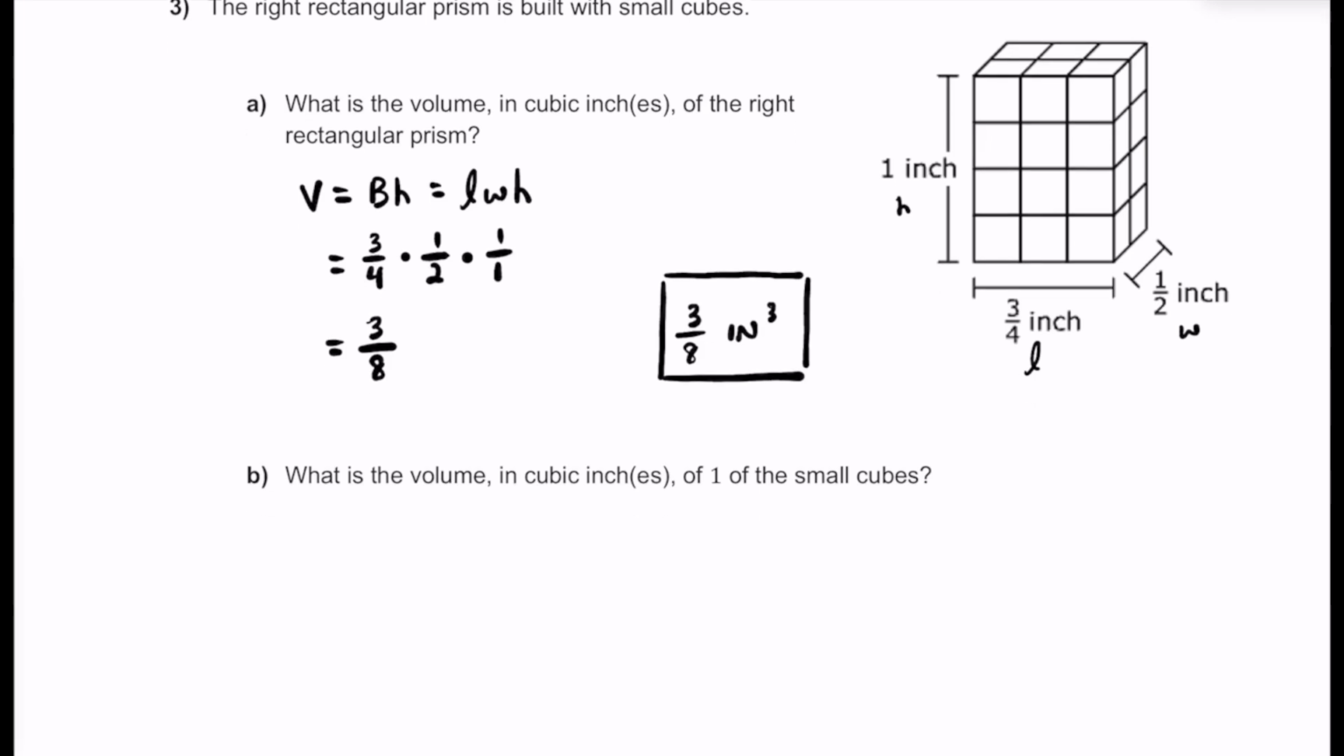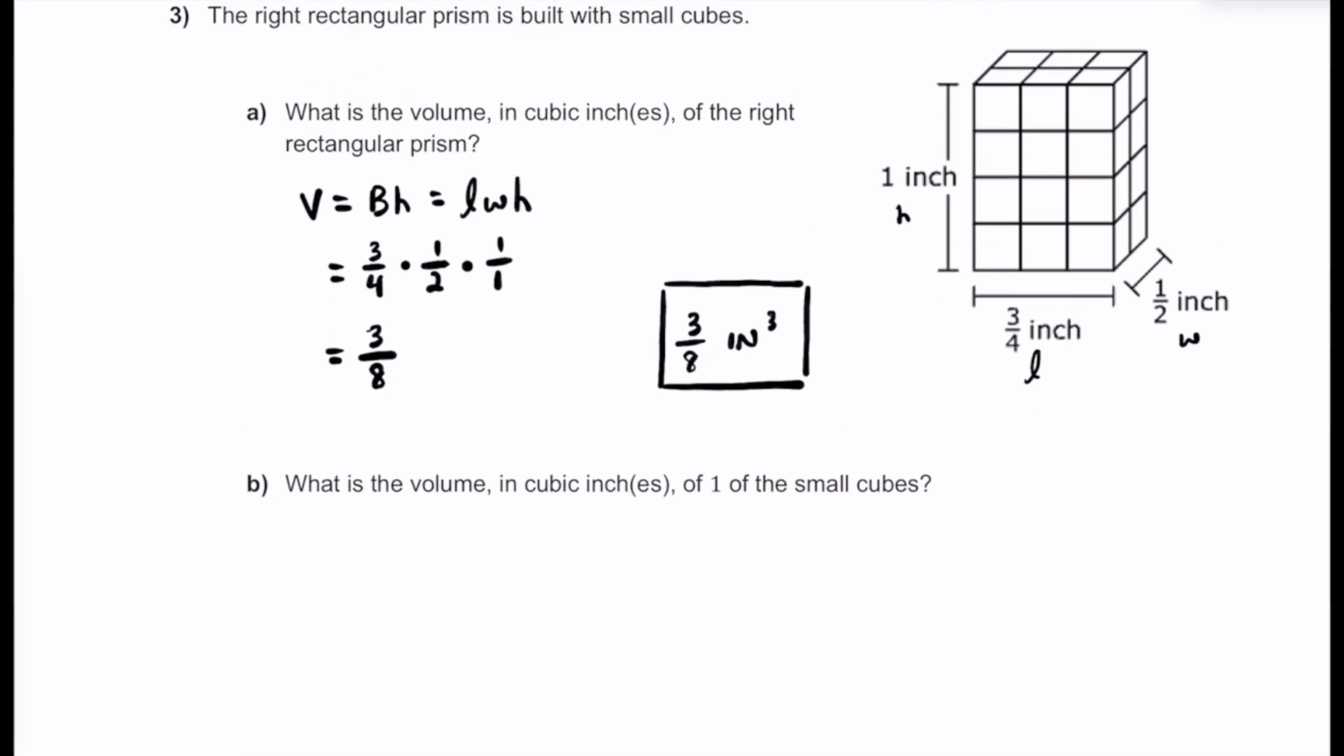Now for part B, it says what's the volume of one of the small cubes? So when they say one of the small cubes, they're really talking about just one of these little guys. So maybe just looking at this one little cube right here, right? So what's the dimensions of it? Well, if this is 3/4 of an inch, then there are 3 pieces here. Then one of these must be 1/4. Hopefully it makes sense if this is 1/2 of an inch, that this has to be 1/4 and 1/4. So again, if it's a cube, this must be 1/4 by 1/4 by 1/4 here, right?